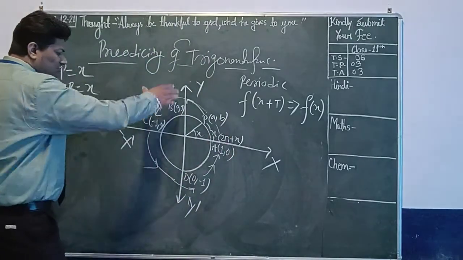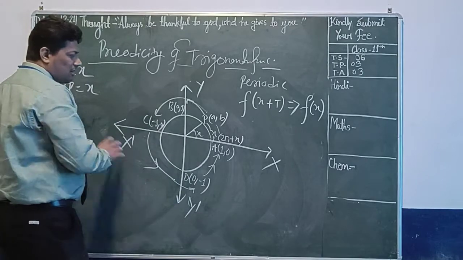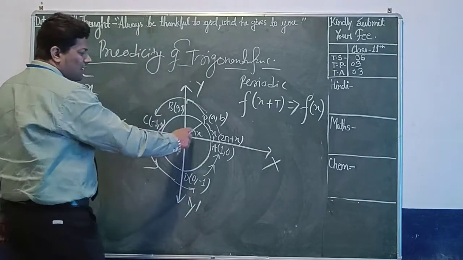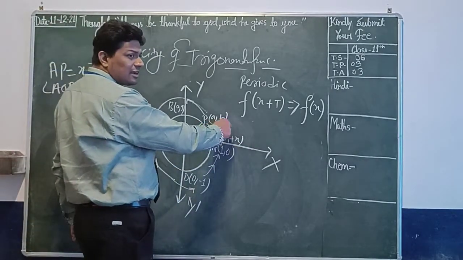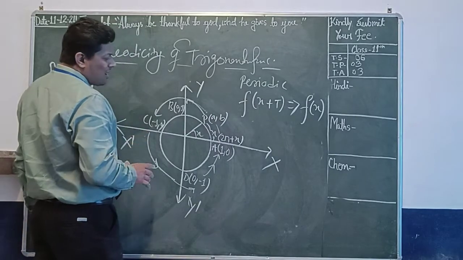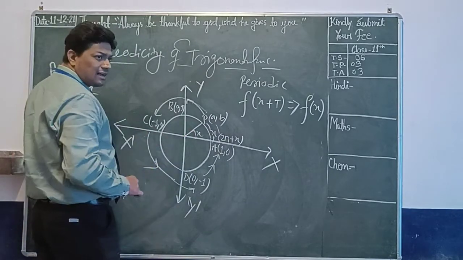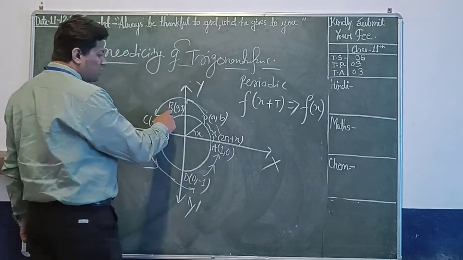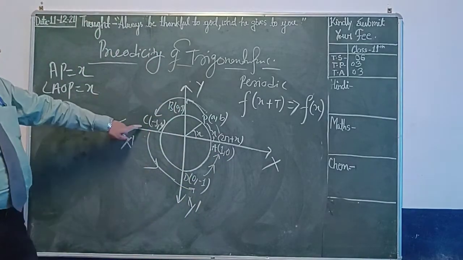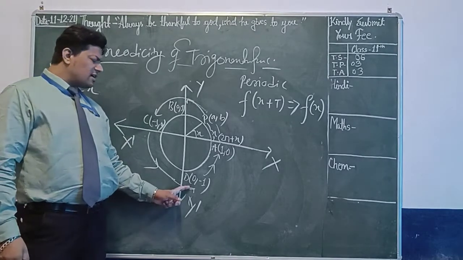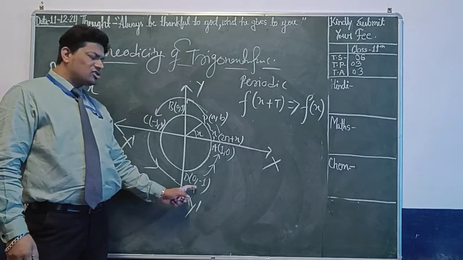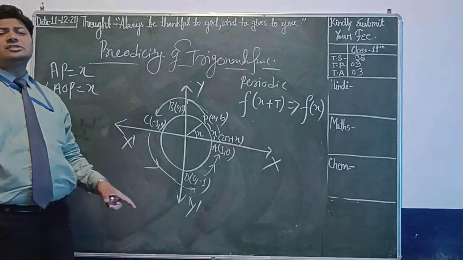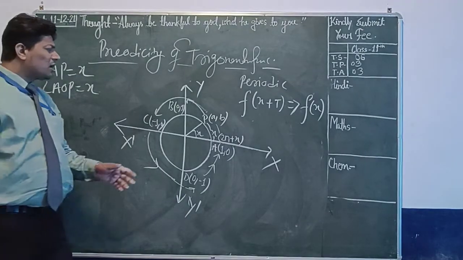For this we have to consider a unit circle. We have considered a circle. We have a point P whose coordinates are a comma b. Now everybody knows the rotation is x. The point A is 1 comma 0, the point B is 0 comma 1, the point C is minus 1 comma 0, and the point D is 0 comma minus 1, because this is a unit circle. Is it clear?